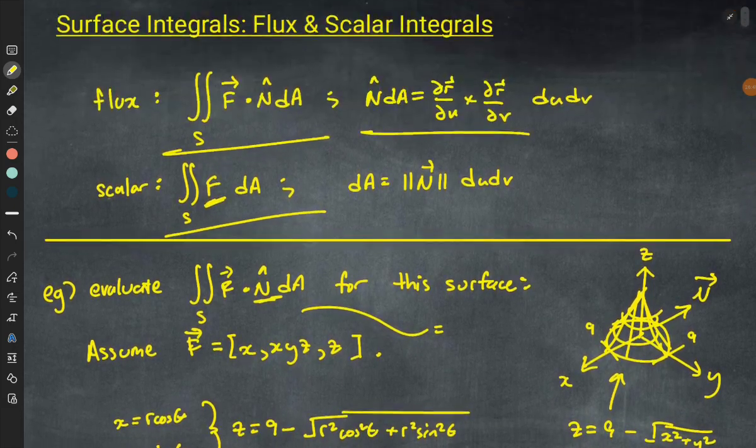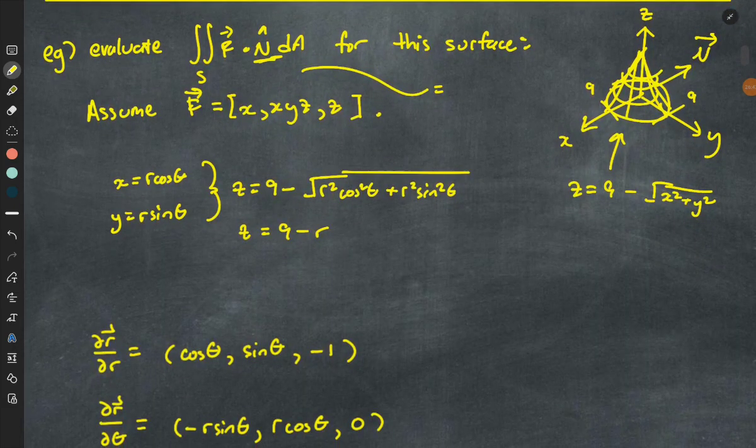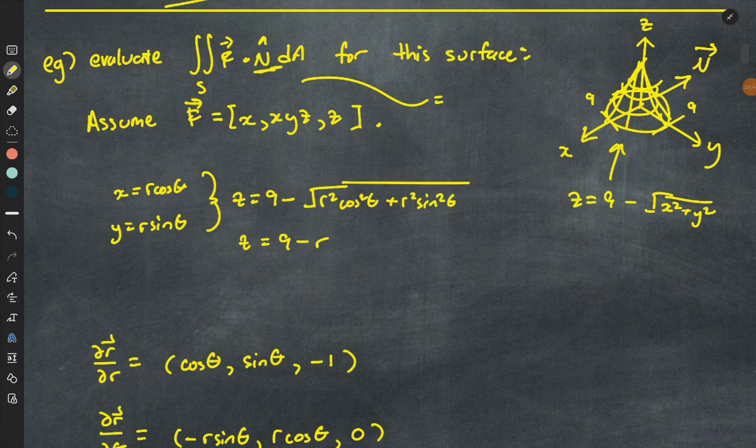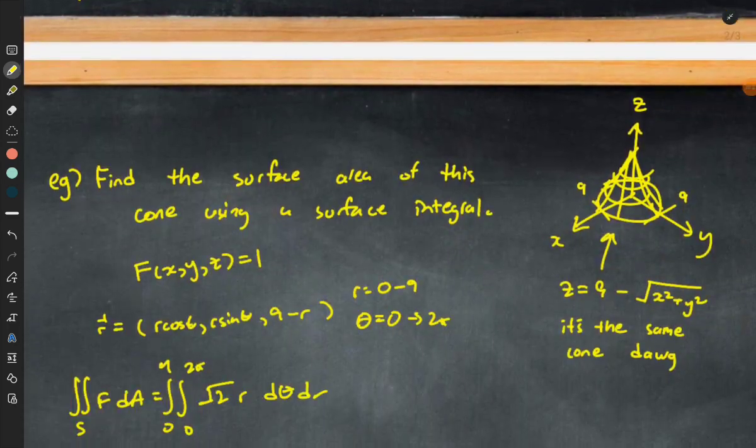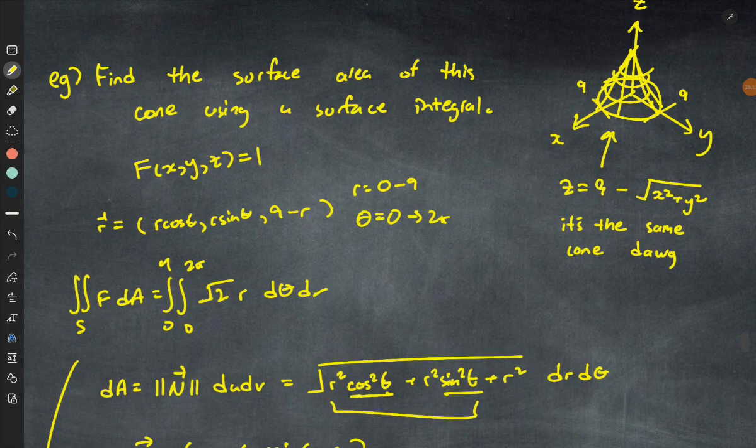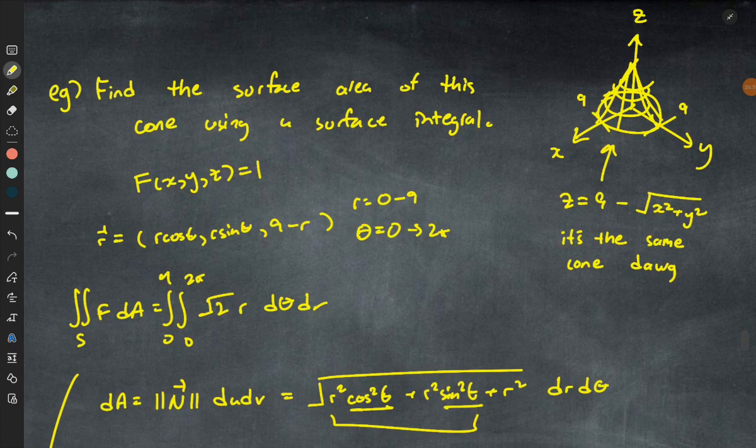We went over two examples. The first one was a flux integral where we had a surface and a vector field, and we evaluated a flux integral for these two things. In the second example, we calculated the surface area of this surface right here and verified it using the theorem of Pappus.